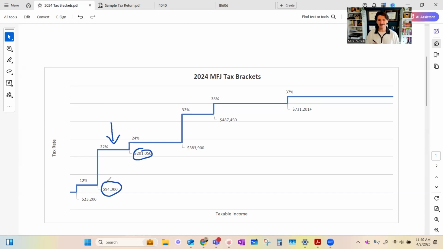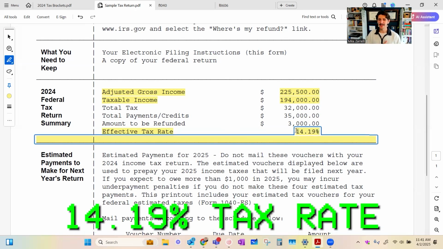But that does not mean all $194,000 will be taxed at that 22% tax rate. Instead, you have some money taxed down here, some money taxed in the 12%, and then anything above 94,000 gets taxed at the 22%. And so while this client is in the 22% marginal tax rate, when I go back to their summary page, they have an effective tax rate of 14%.